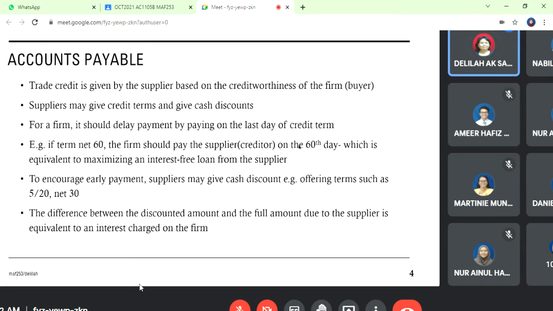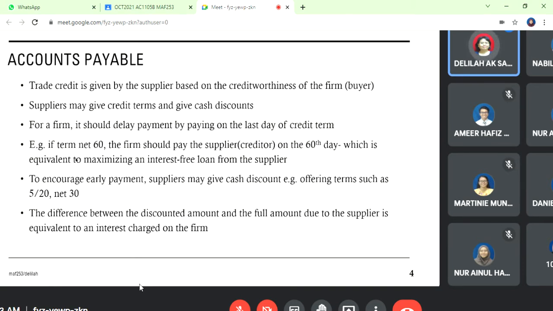But the supplier will want to receive the cash early. So to motivate, to give an incentive for faster payment, so they receive cash sooner, they give you a cash discount such as what you saw last week, such as this. This one means you get a 5% discount if you pay within 20 days. Otherwise, you have to pay your account in full within 30 days.